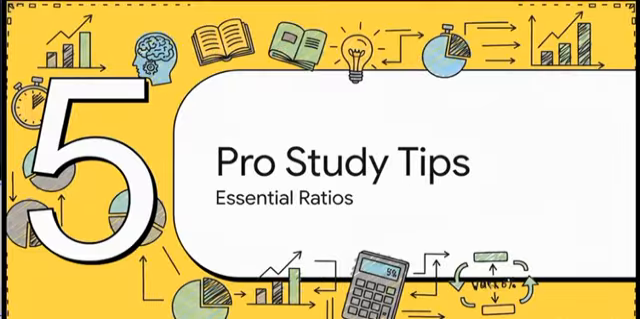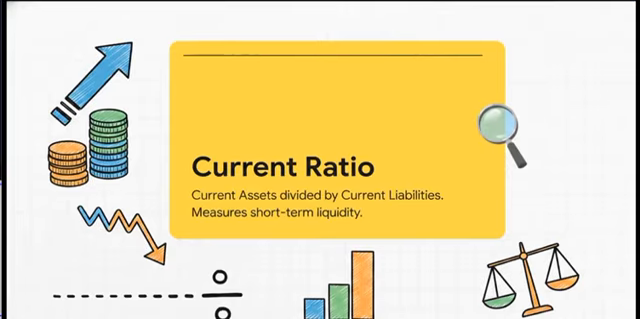And that brings us to our final section, Section 5, Pro Study Tips, focusing heavily on essential ratios. You absolutely must know these related ratios alongside working capital. First up, the current ratio. You calculate this by taking current assets and dividing by current liabilities. While working capital gives us a raw, absolute number, the current ratio gives us a relative measure of short-term liquidity. This is huge because it allows us to compare companies of drastically different sizes.